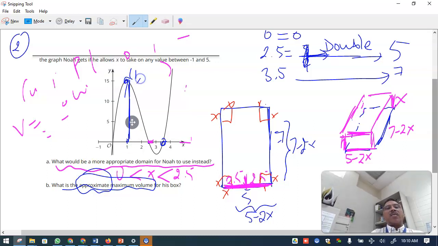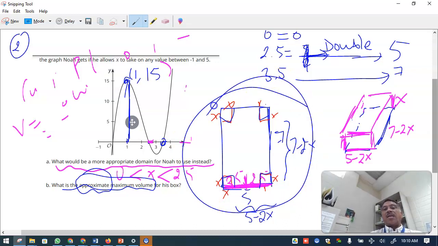So we say it is 1 when the input is 1. When you cut out x is with 1 on each corner, it means the volume will be 15 cubic inches. So I hope this helps to understand everything, not just the visuals here. There was a paper, you create a box, and the top part is open here. So you want to know when the volume is maximum and what the domain is.